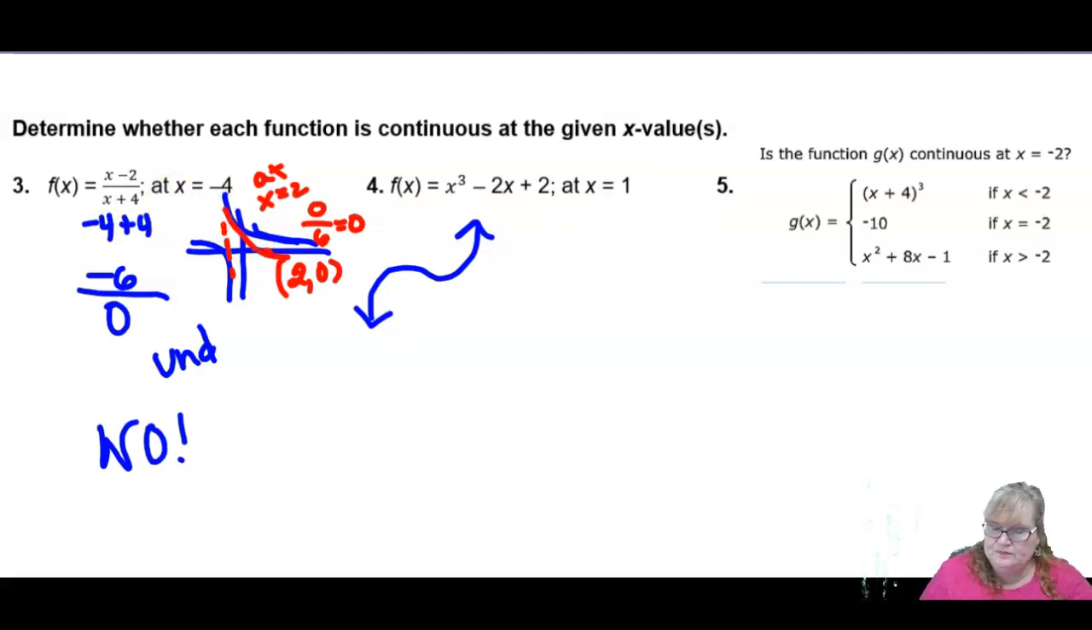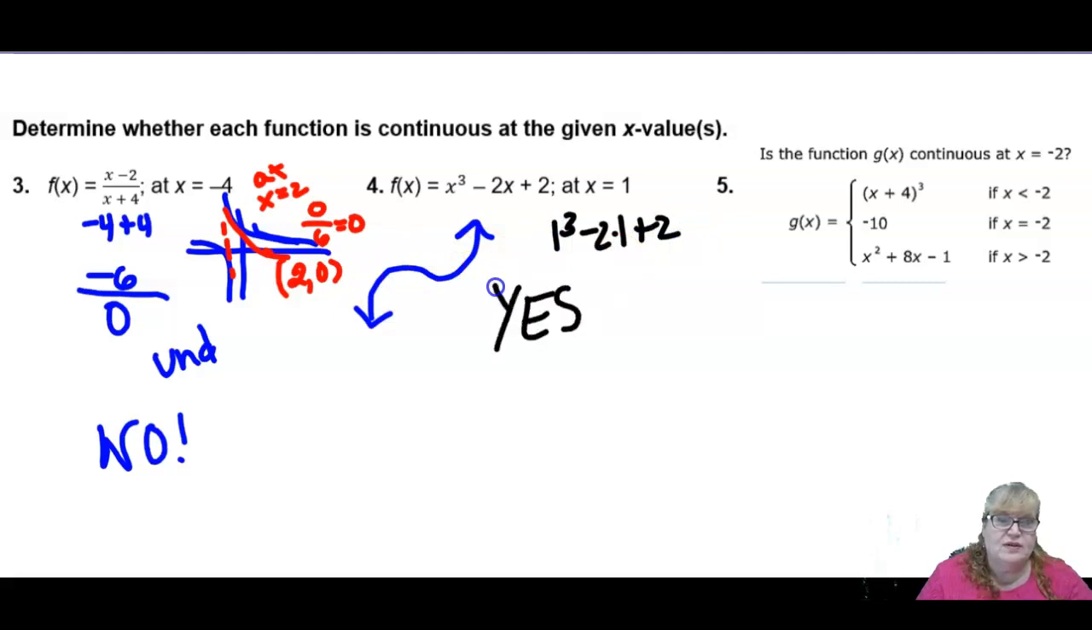All right, moving on. Not something I'm going to ask you necessarily, but here, this is what this graph looks like. I have no idea if I'm even close to right. I know the left end is down and the right end is up because of this, but it is a continuous graph. So when I put a 1 in, I get out 1 minus 2 is -1 plus 2 is 1. It's continuous. You could just look at the graph.